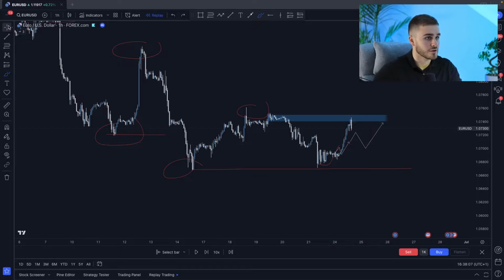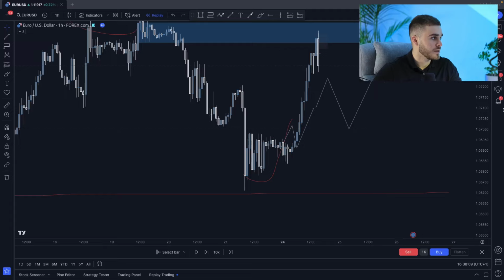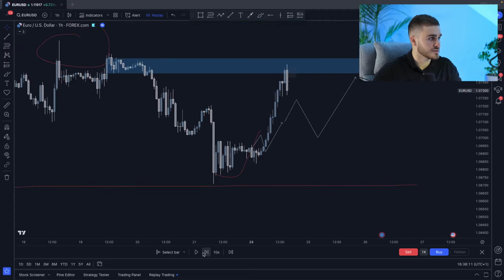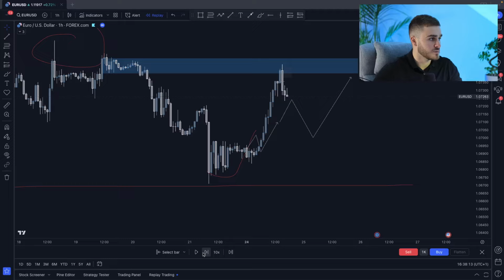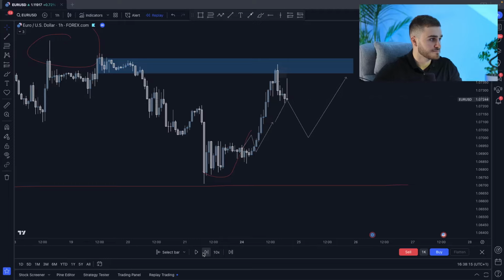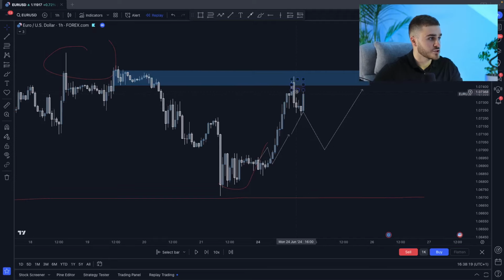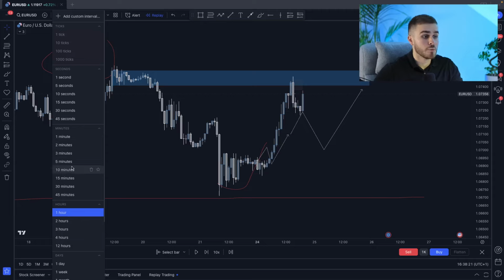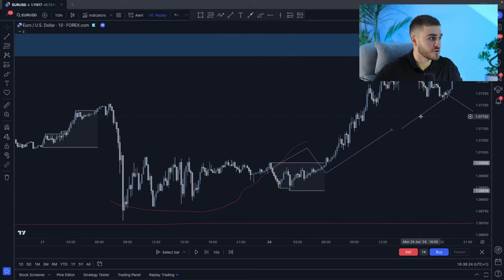So let's have a quick look. Let's zoom in even further and let's see what the next few candles are presenting us. All right, so now we're starting to push downwards, bit of consolidation. Yep, as expected, price is pushing back into this zone. So at this point now, I will basically be waiting for a lower time frame confirmation.